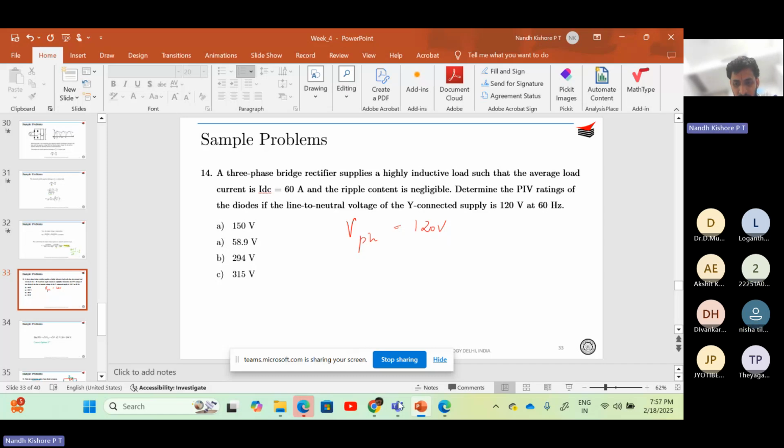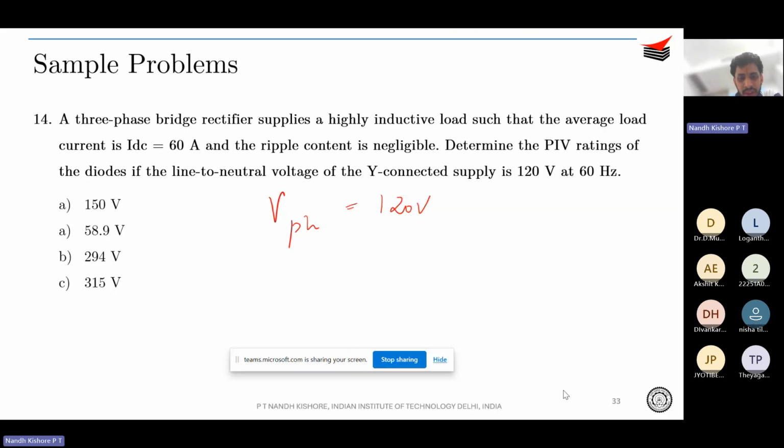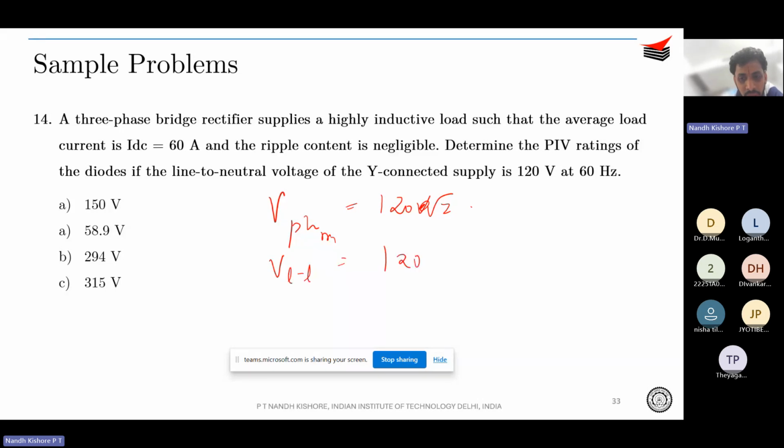RMS value. Correct. So this is RMS. So if you want to find out what is peak, you need to do 120 into root 2, right? So this is your phase maximum. So what is your line to line maximum? It will be into root 3 of this, right? So 120 root 2 into root 3, or 120 root 6 volts will be the line to line maximum.